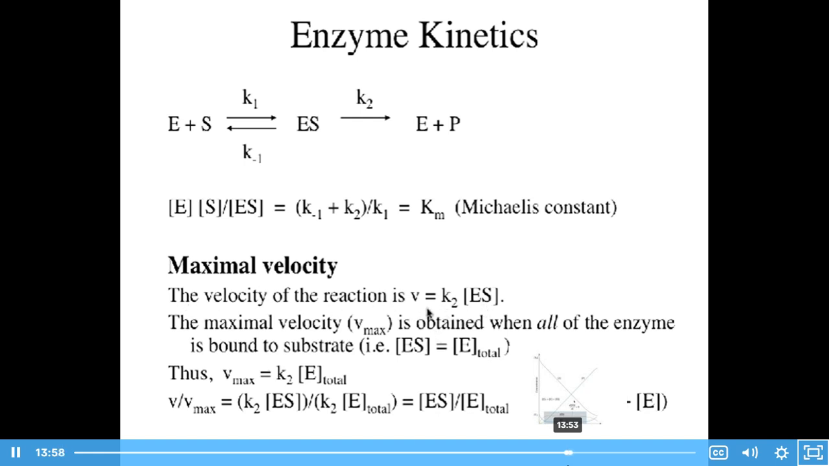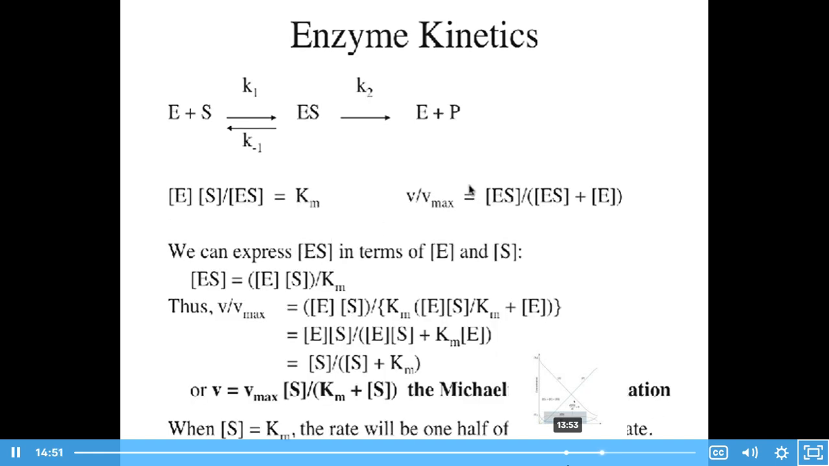So let's talk about the velocity of the reaction. That's going to be K2 times enzyme-substrate complex, right? The maximal velocity is where all of the enzyme is bound to substrate. So enzyme-substrate complex is the same as the total enzyme concentration. There's really only two forms of the enzyme, free and bound to substrate. So Vmax is going to be K2 times E total. And E total is just the two forms of the enzyme added together, enzyme-substrate complex plus free enzyme. So V is K2 times ES, and Vmax is K2 times enzyme total. So we can substitute all these things in. The K2's cancel out, and it's just enzyme-substrate complex over enzyme total, which is enzyme-substrate complex over enzyme-substrate complex plus free enzyme.